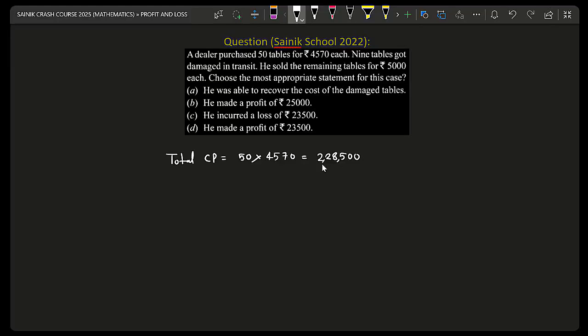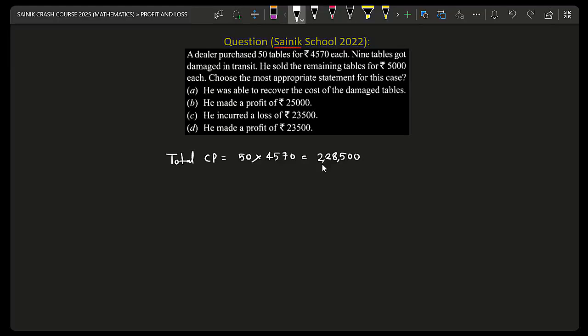What happened in between? He purchased those 50 tables at one place, and he wants to do business in his own place. But before coming to his place, something happened. What happened? Read the question. 9 tables got damaged in transit.